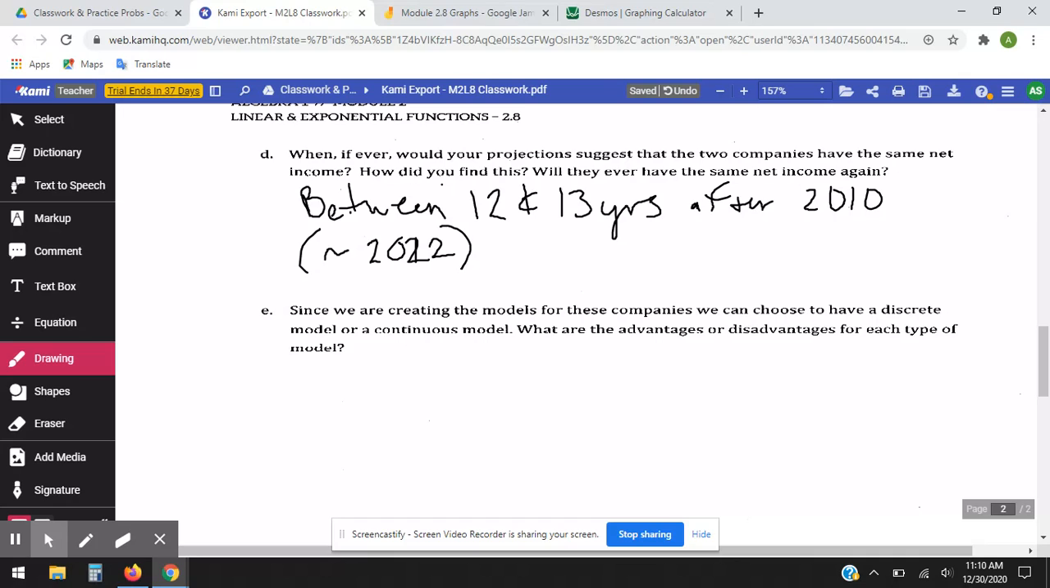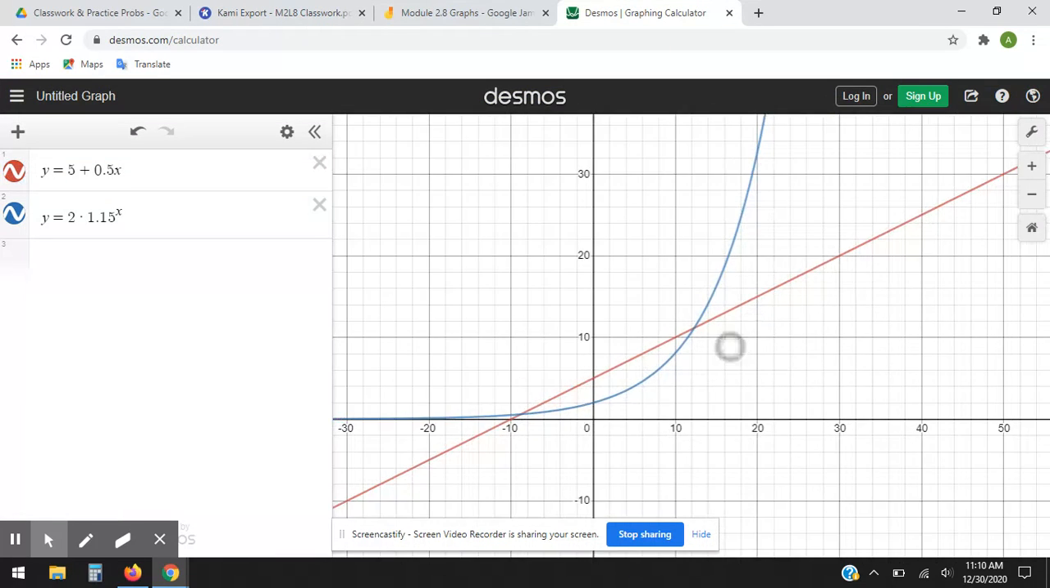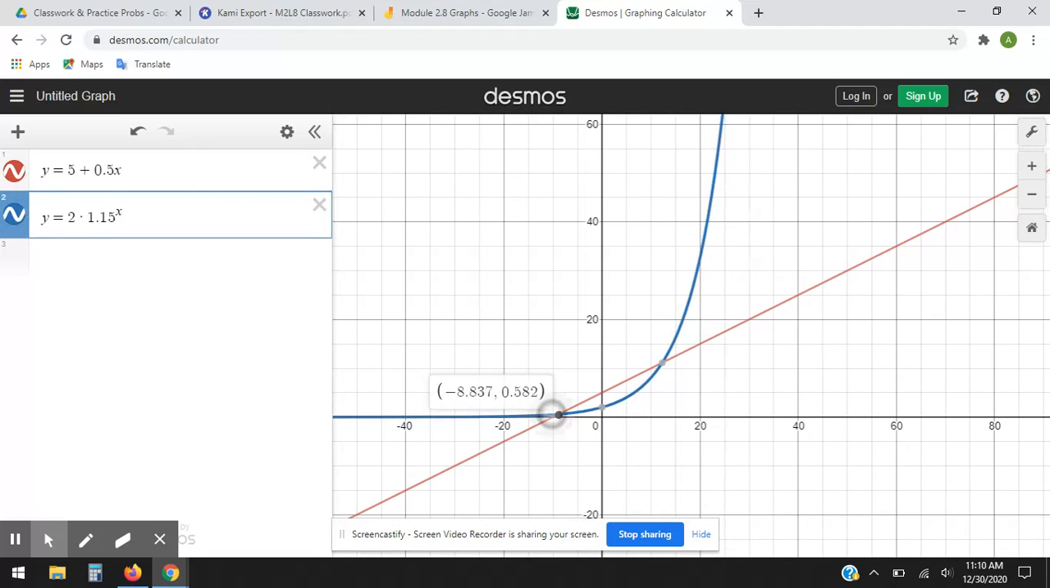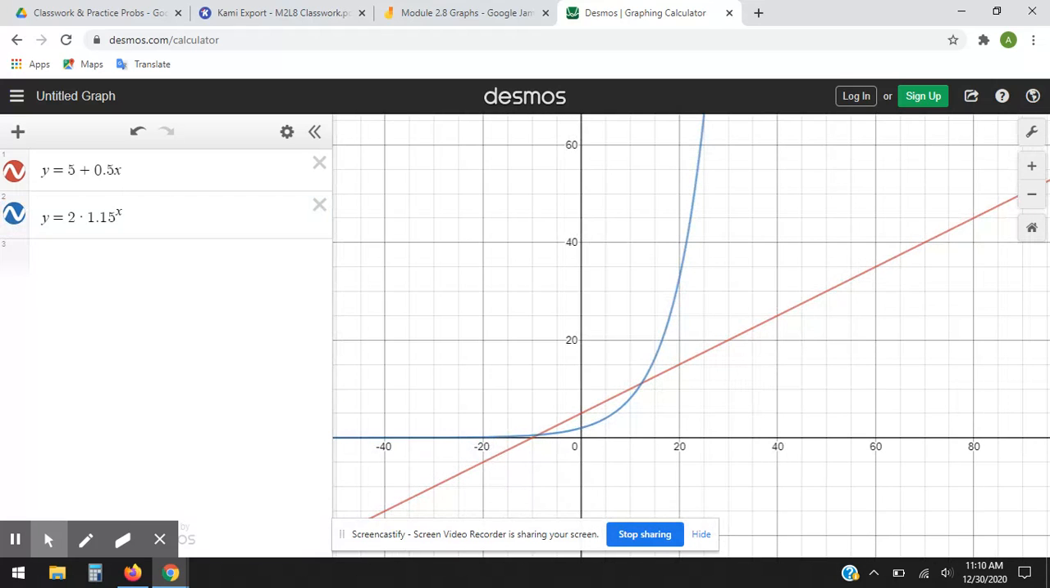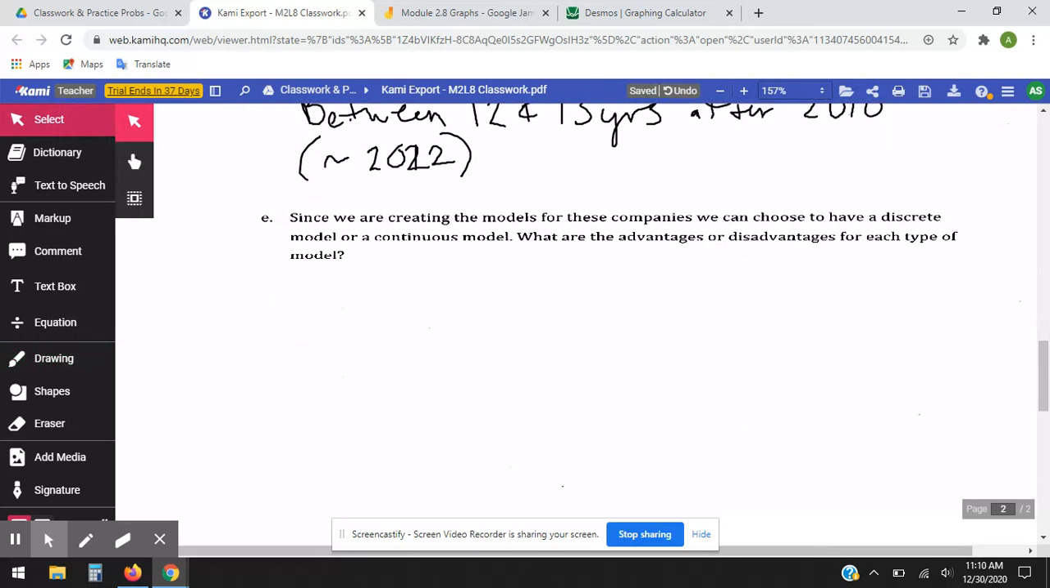Will they ever have the same net income again? Well, let's look. If we take this and zoom out, are they ever going to cross any other times? Now they crossed back here, but we can't go backwards. We're only looking forwards. So because the exponential is increasing crazy now, they will never cross again. So will they cross again? No.